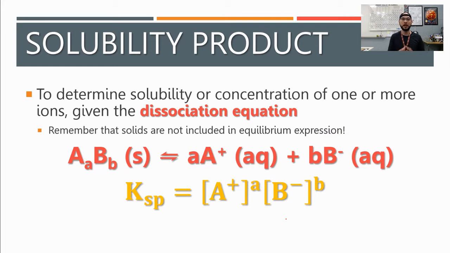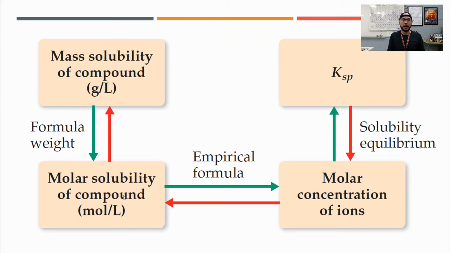So this is what we call a solubility product constant expression based on a dissociation equation. So this is the dissociation equation. This is the solubility product constant expression. This is a really important chart. I'm going to get you to circle slide 48. It shows us that KSP is related to the concentration of the ions, which is related to the molar solubility of the compound, which is related to the mass, or we can calculate the mass solubility of a compound.